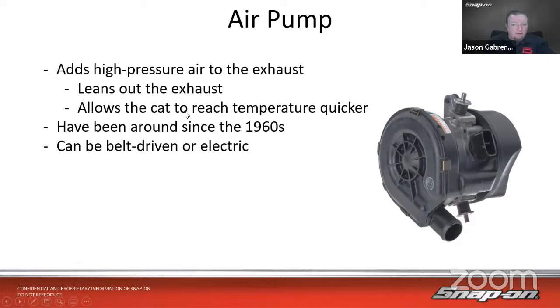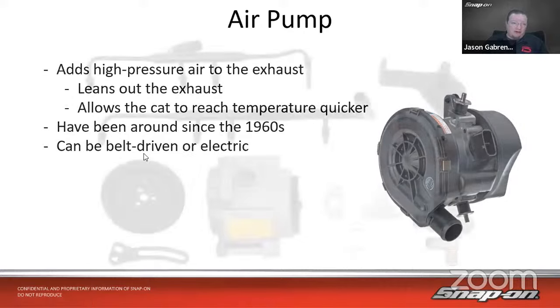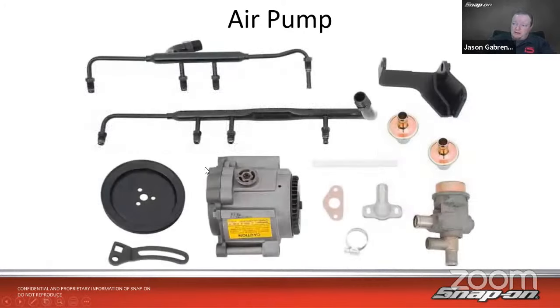It's allowing more oxygen into the exhaust and allows the cat to reach temperature quicker, allows it to light up faster, blends with the hydrocarbons, and allows it to light off a bit faster. So it decreases the amount of time it takes for the cat to start working. And as we said, it could be belt driven or electric. So here's an example of a belt driven one.